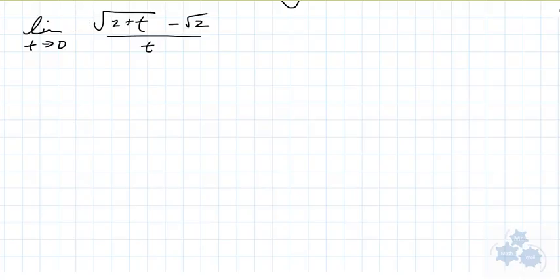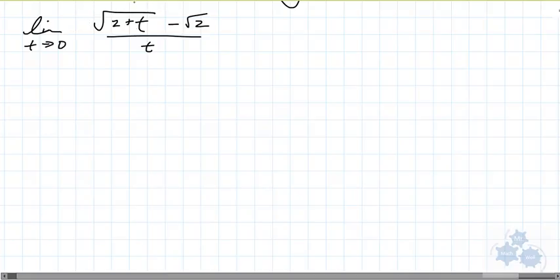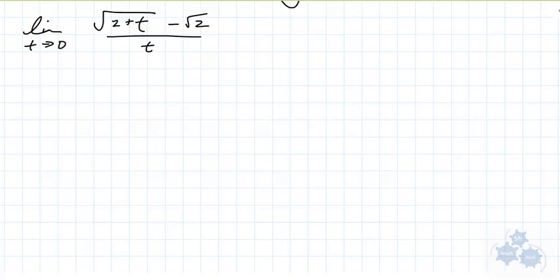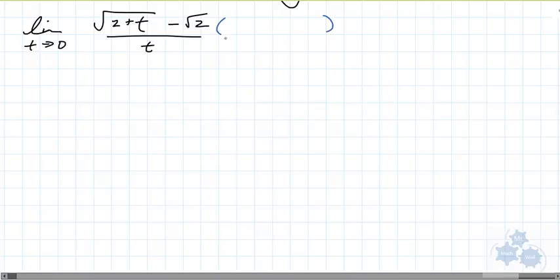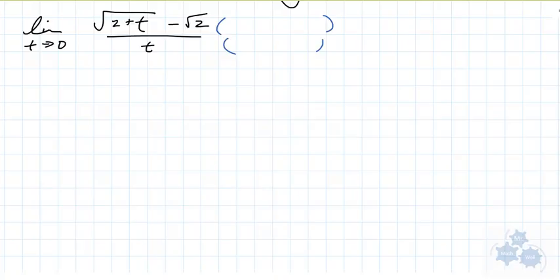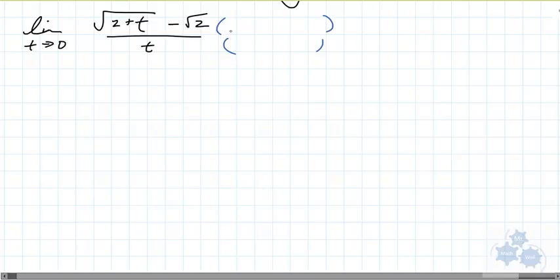Okay? How would I rationalize? Exactly. You want to rationalize the top. So how do you rationalize the top? That's when you multiply the top and the bottom by the conjugate. Very good. Sorry, just a second. I'm going to write something. The conjugate is the same terms except the opposite sign.